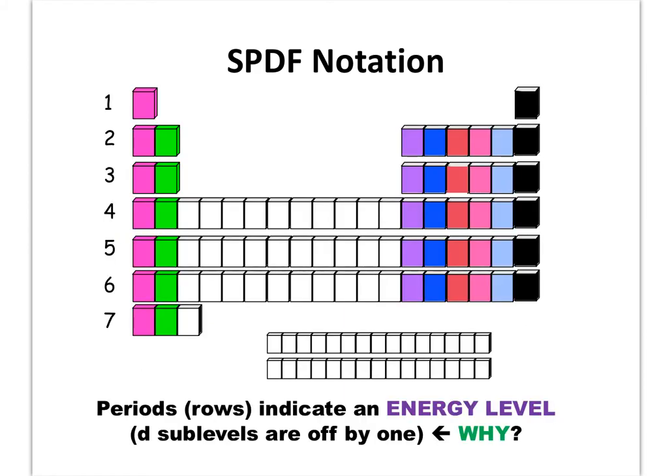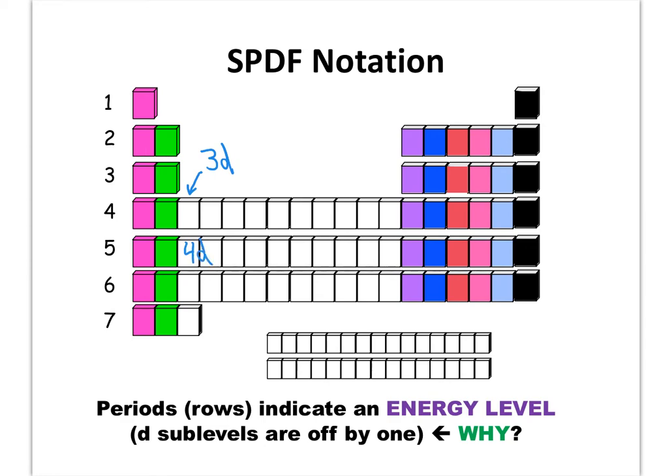Okay, a little bit of review from yesterday. We learned that the periods or the rows indicate the energy level that you're in. So these numbers going down the left side of the periodic table tell you what energy level you're in. However, if you remember from yesterday, we said that the D sublevels are off by 1. So even though right here we have our D sublevel starting for the first time, even though you're in the 4th row, you're not in the 4D, you're in the 3D. And when you're in the 5th row, you're not in the 5D, you're in the 4D, and so on.